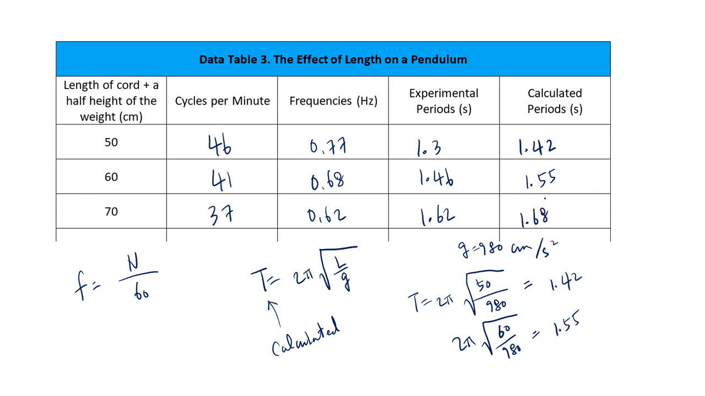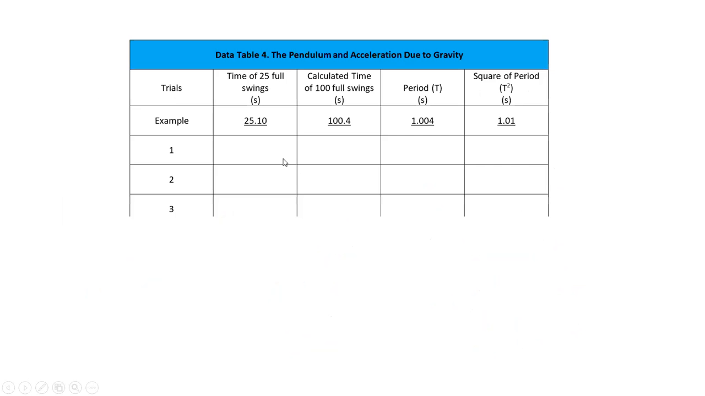1.68. Experimental and calculated values might be different because, actually, I think my measurement is not precise. And what we're going to see here is the time of 25 swings. We can measure this one, then the square of the period, and then the time of these 25 swings.